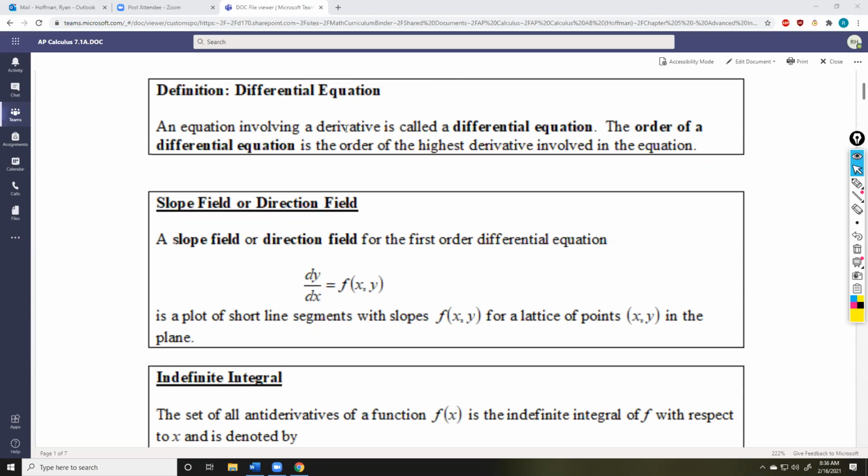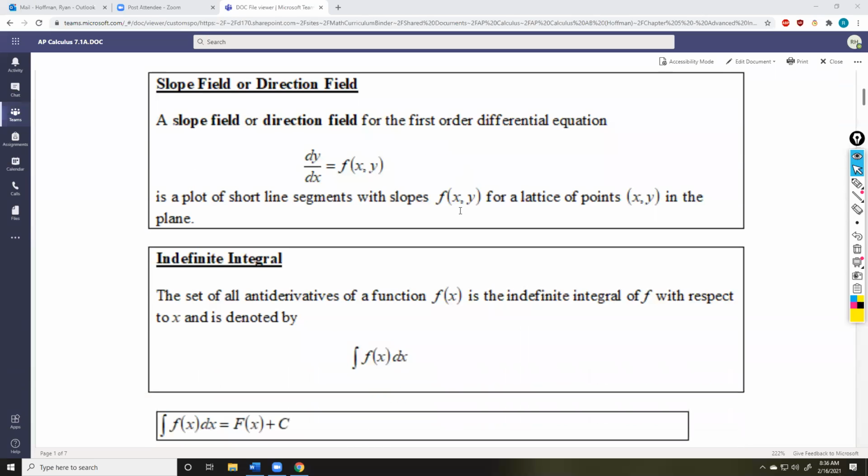So an equation involving a derivative is called a differential equation. And that's what we're going to be solving. And there's a whole class that you can take, especially if you're going into physics and engineering, on solving differential equations, because physics involves a lot of rates of change.